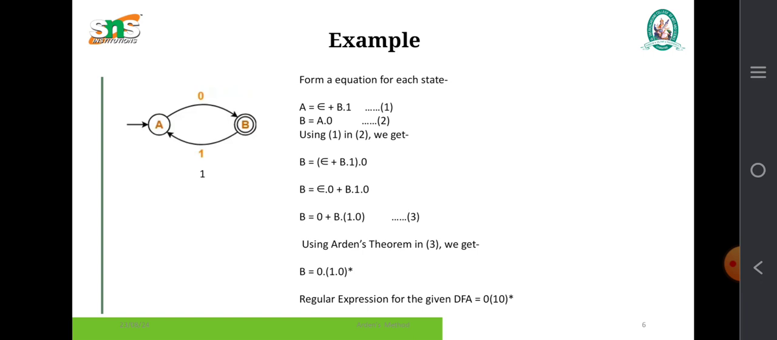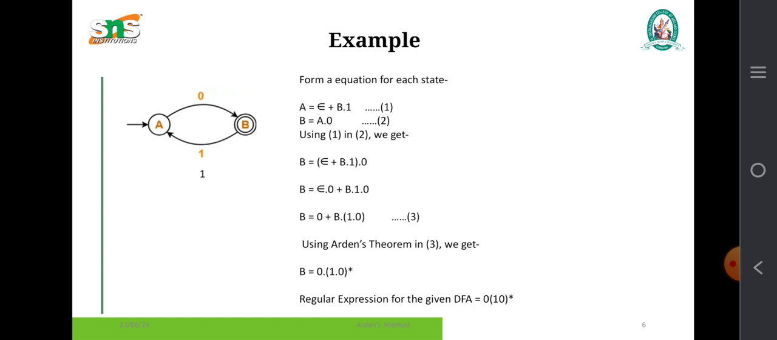Now what happens? You have to substitute A in the final state, which is B. So B is equal to A dot 0. What is A here? Epsilon plus B dot 1. So that has been used in this equation 2. So B is equal to epsilon plus B dot 1, and you have one more 0, A dot 0, so that 0 has been brought over there.